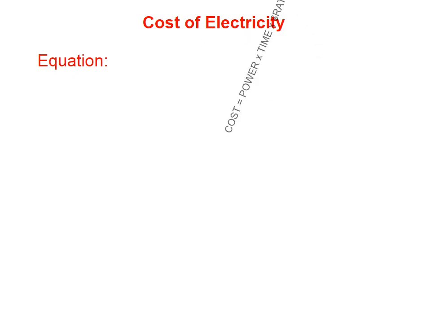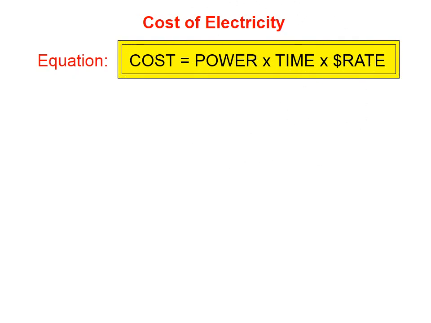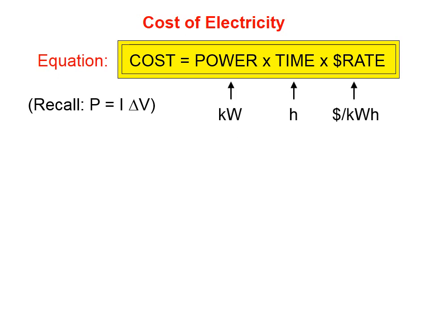The equation we're going to use for the cost of electricity is the cost is equal to the power times the time times the rate. Recall that power is current times voltage and is normally in the unit watts. Well, in the United States, the rate at which electric companies charge consumers is dollars per kilowatt hour.